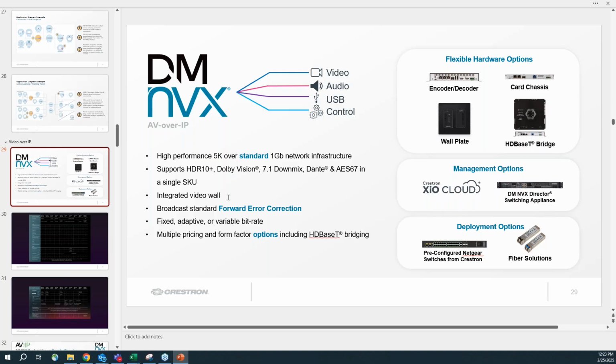There's other features baked within the box: HDR10, Dolby Vision, 7.1 audio down mixing, Dante. Dante's an audio standard. AES67 is an audio standard. And all these things can be pushed or pulled within the NVX ecosystem. Even a competitive product can join the NVX ecosystem. Many of the things within the engineering of NVX, forward error correction is key, and making sure you have frames aligning and eliminating latency. So we're doing a lot of broadcast level things behind the curtain.